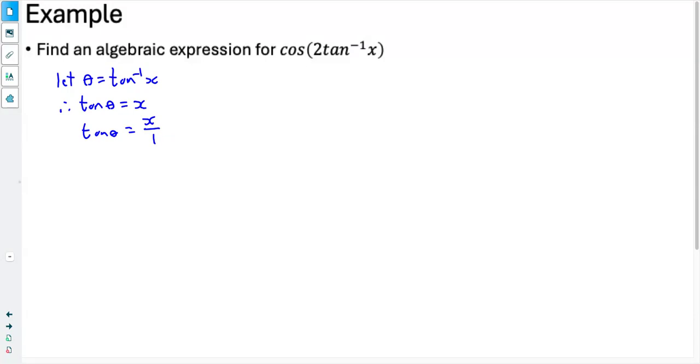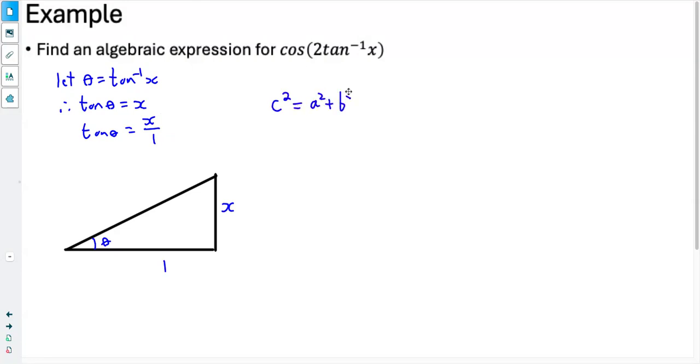Now we're going to draw out a triangle just like with that previous example. Now tan is our opposite, which is x, our adjacent is 1, and we have this unknown side. So we'll use Pythagoras again. So c squared equals a squared plus b squared. So we have c squared equals 1 squared plus x squared. So c is equal to the square root of 1 plus x squared. So we can fill that in.